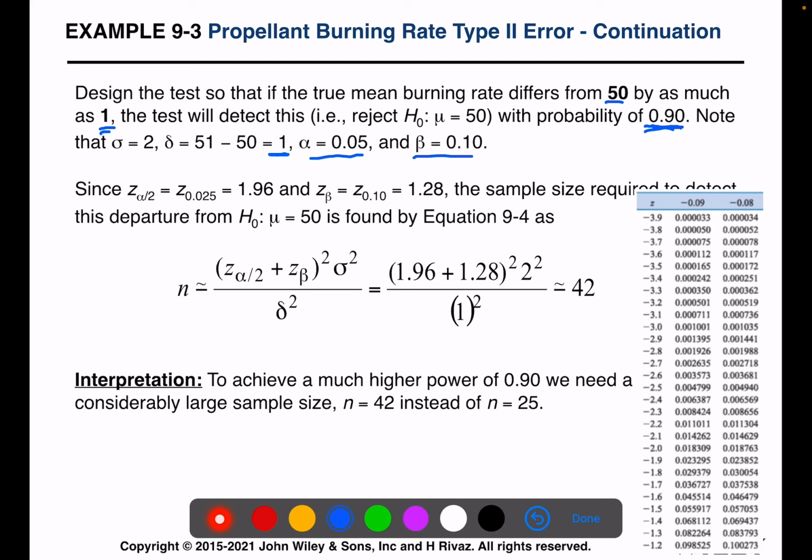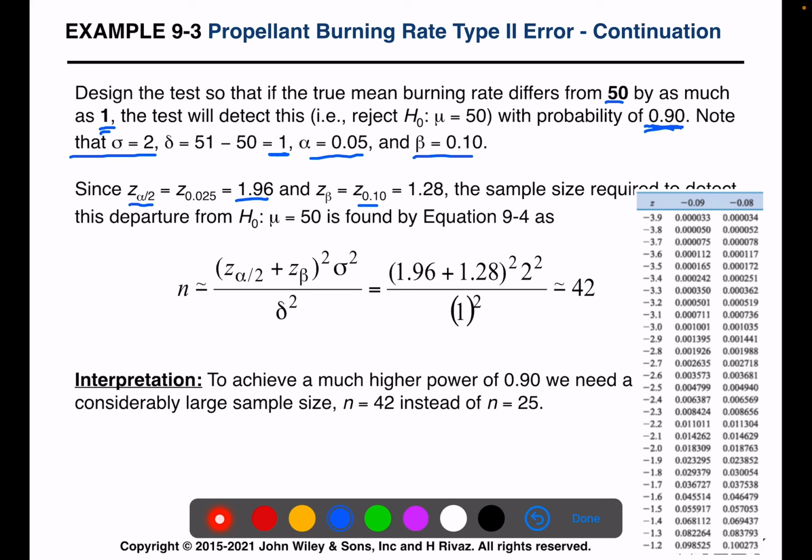Actually, the question didn't tell us what sigma is, but it should, right? So this is part of the question. Sigma must be 2, and the question must tell us that sigma is 2, right? So we know that the sigma of the population is 2. Okay. So again, from the table, z of alpha divided by 2 is 1.96.